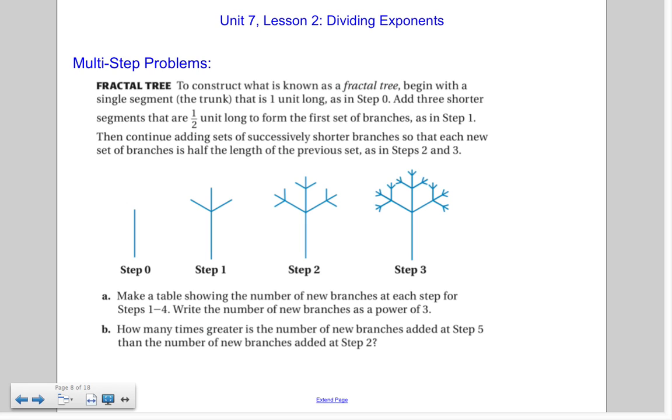Part A does say make a table. So make a quick little table. It looks like this and this. This is a really cool problem because it introduces some examples of what we're going to get to later in this unit called exponential functions. It introduces an example of an exponential function. So give it a try. And I will see you guys tomorrow.